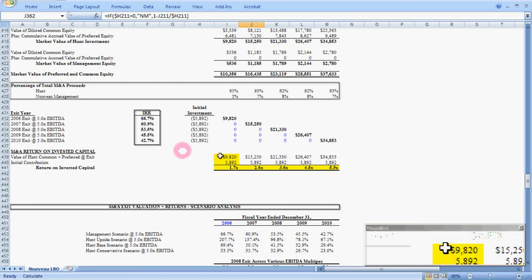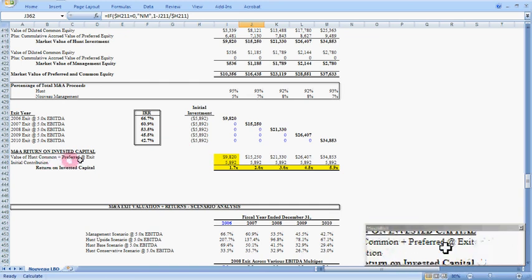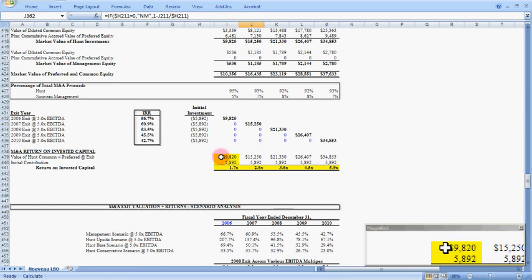Okay, down here at the exit M&A exit valuation returns, obviously off the IRR we talked about, 66.7, we get the value of Hunt common plus preferred at exit, which equals 9820. But the initial contribution is 5892.